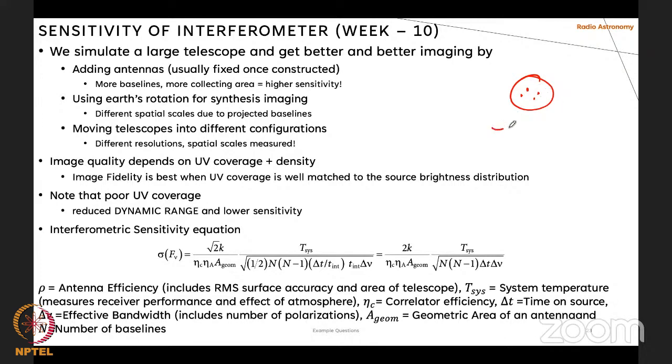The sky will be sampled like this, and for these two baselines it will be sampled like this. For these two, it will be sampled like this, and these two will sample like this, and there will be a different UV coverage, like you will sample the sky in a different way due to the Earth's rotation.